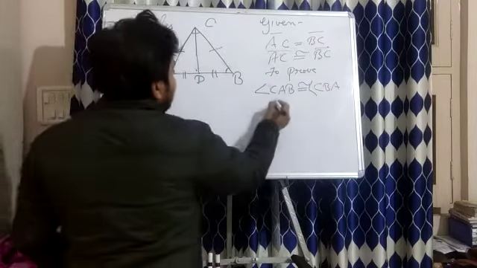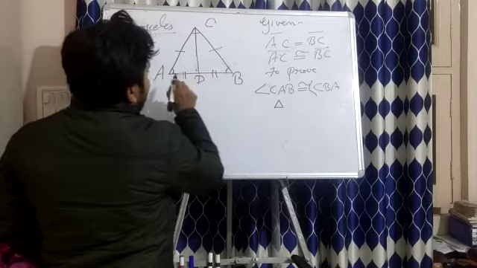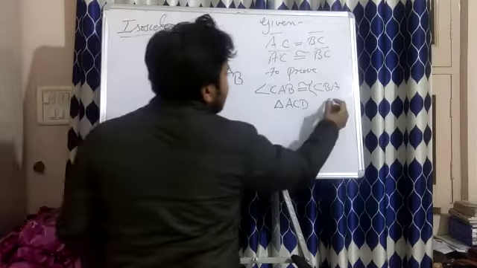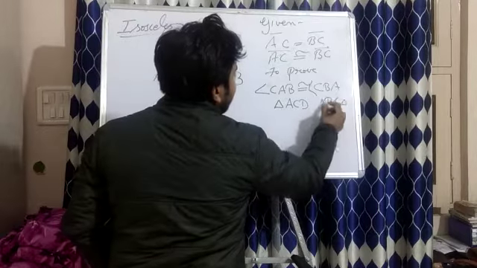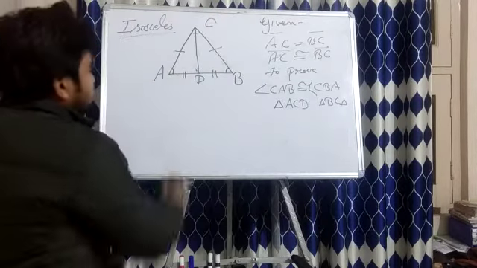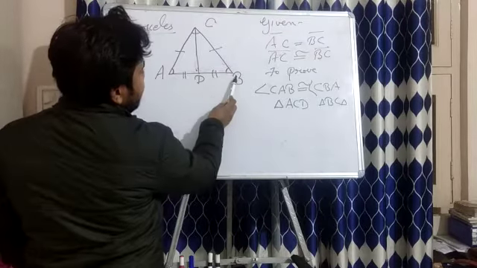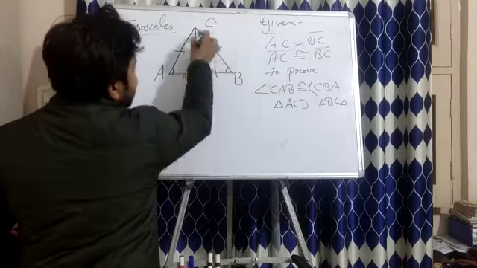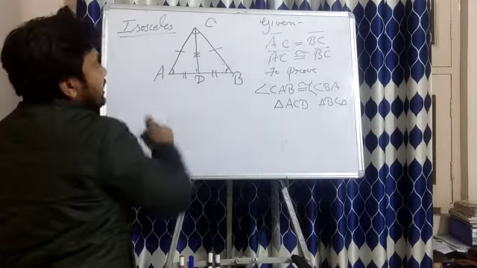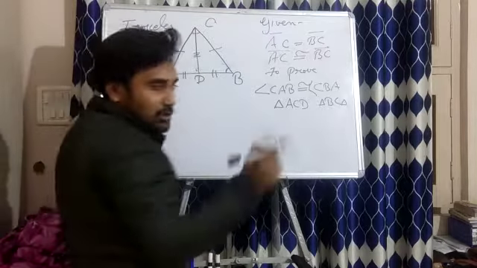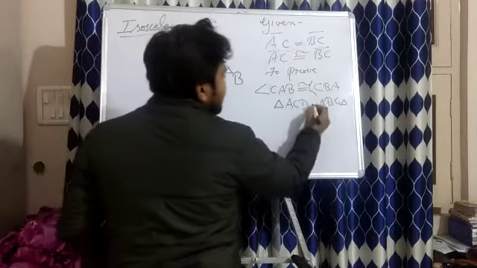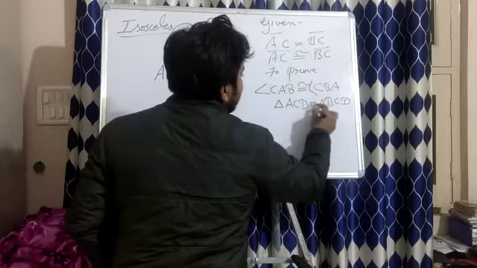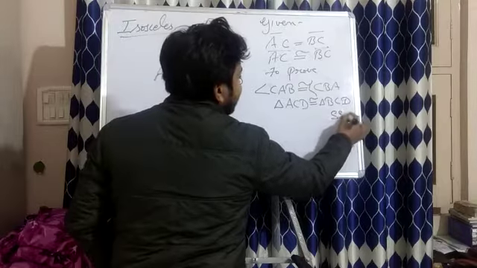Now look at triangle ACD and triangle BCD, and let's compare the sides. AD is congruent to side DB, AC is congruent to side BC, and side CD is shared by both triangles. Therefore, by the SSS postulate, we can clearly say that these two triangles are congruent.